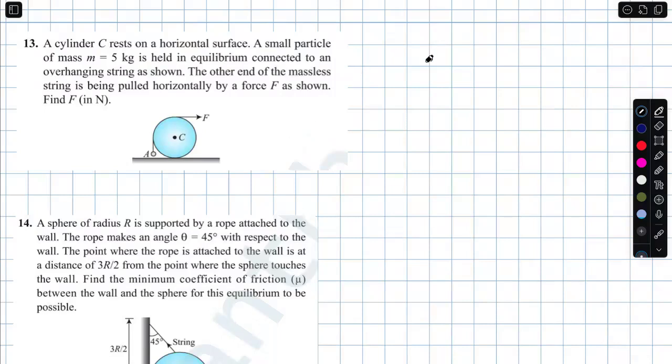Only thing that you need to do is the free body diagram. Proper free body diagram is required here. You can see in this case, this is the sphere, that's the floor. This is F.